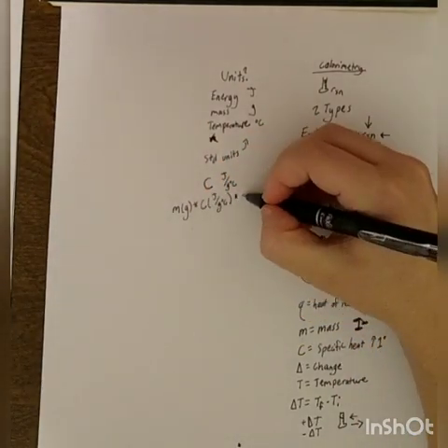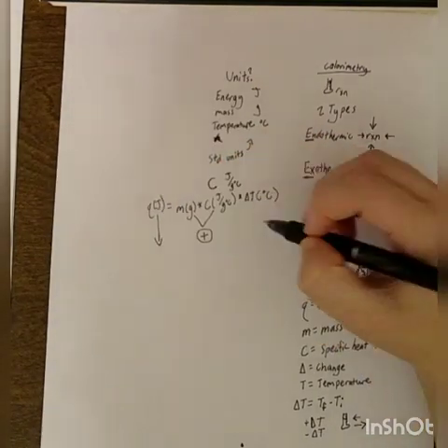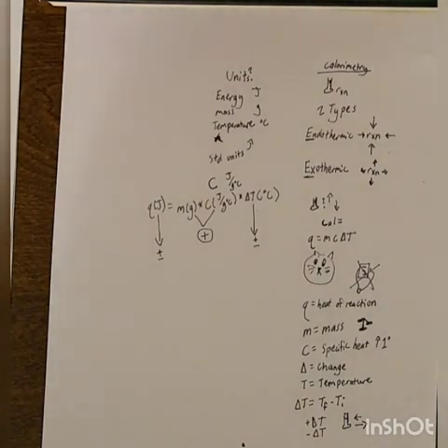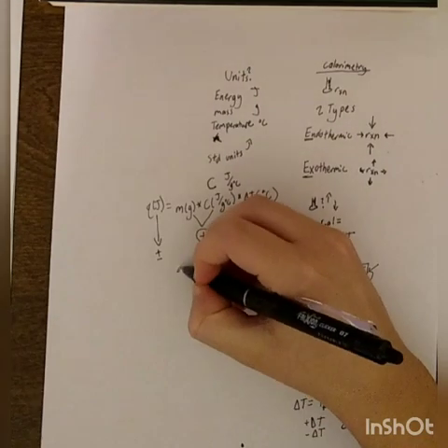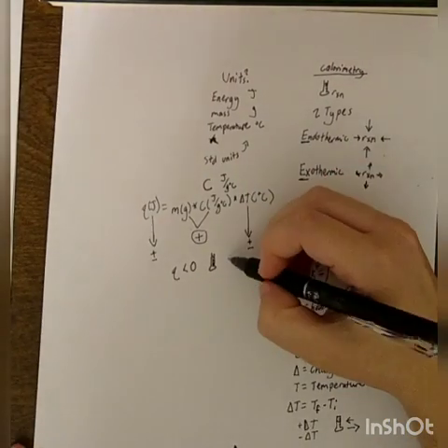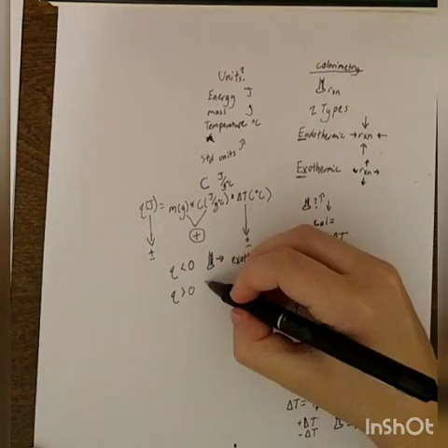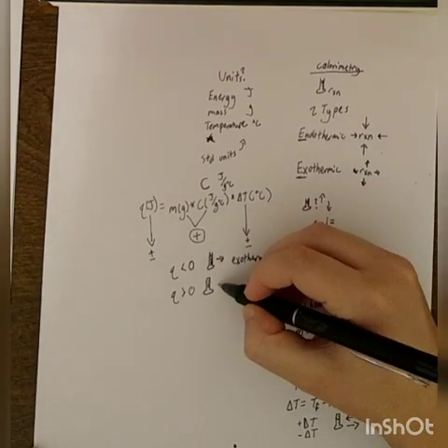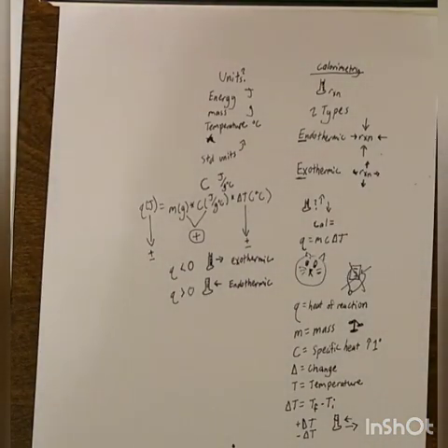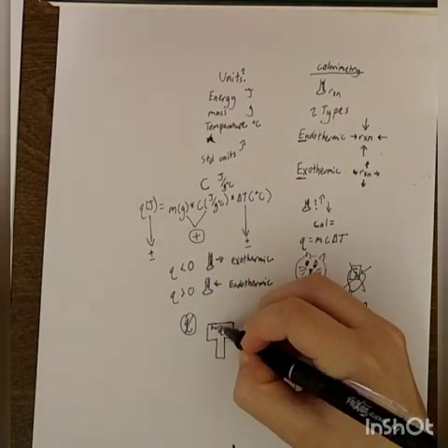So mass and specific heat can never be negative. So the only thing that can influence the sign of Q is delta T. If Q is less than 0, it means that heat was released, so it's exothermic. If Q is greater than 0, it means that energy in the form of heat is gained, which makes it endothermic.